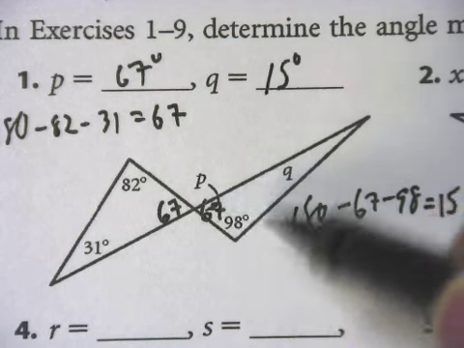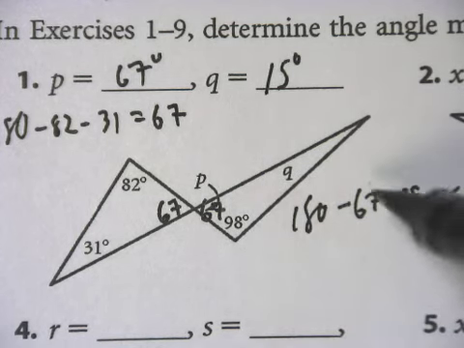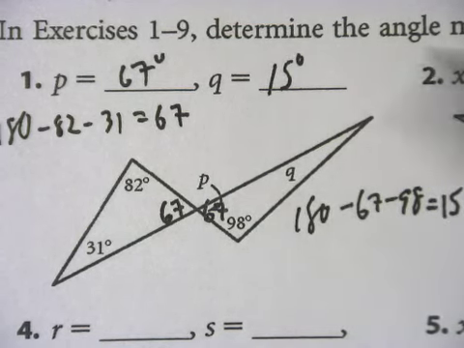Remember, a triangle has 180 degrees. Just add those two together. These two are together, subtract it from 180, and you're going to get 15.